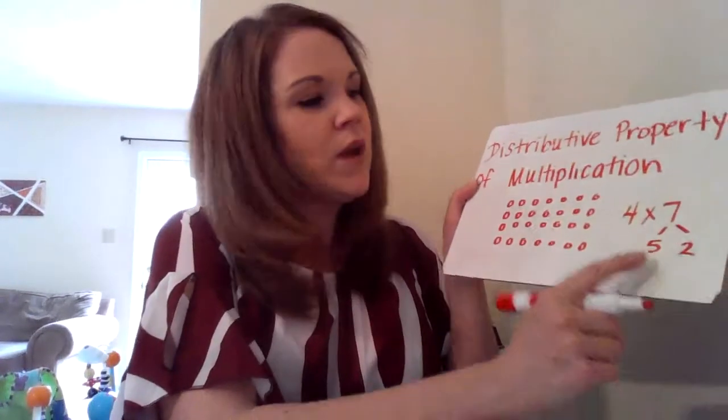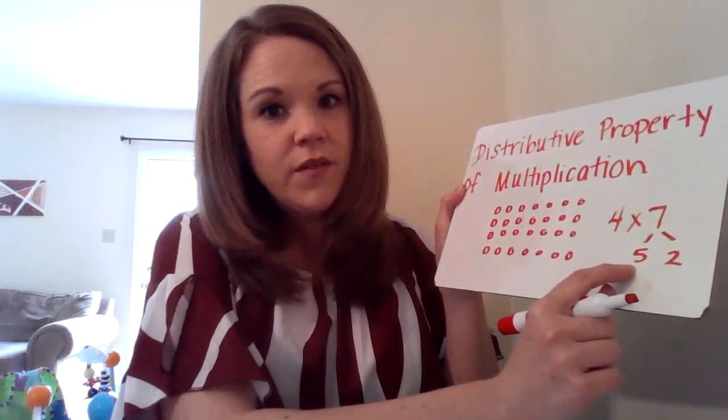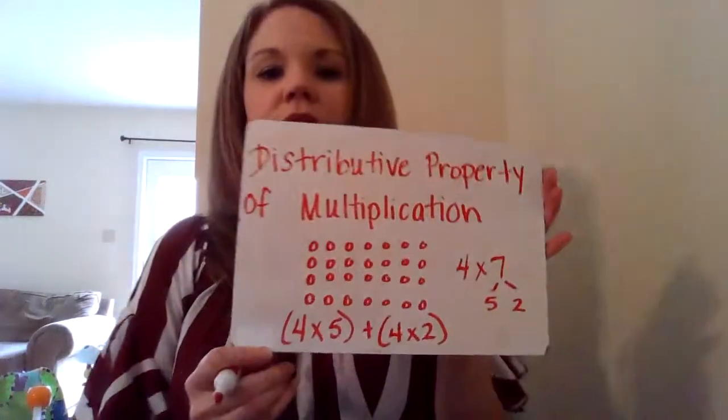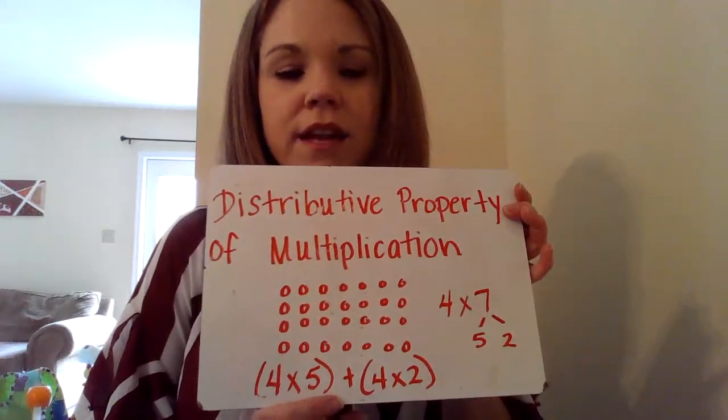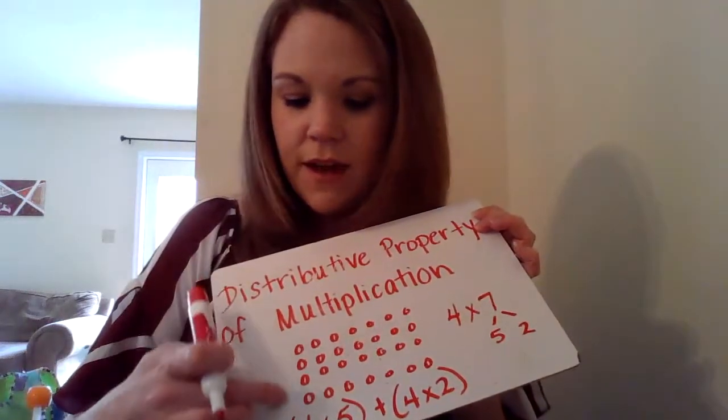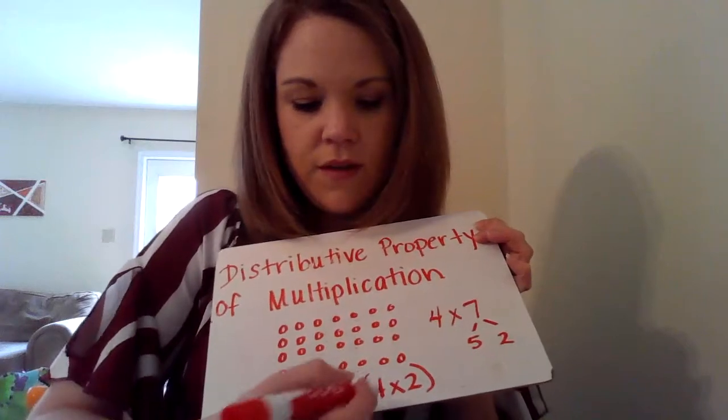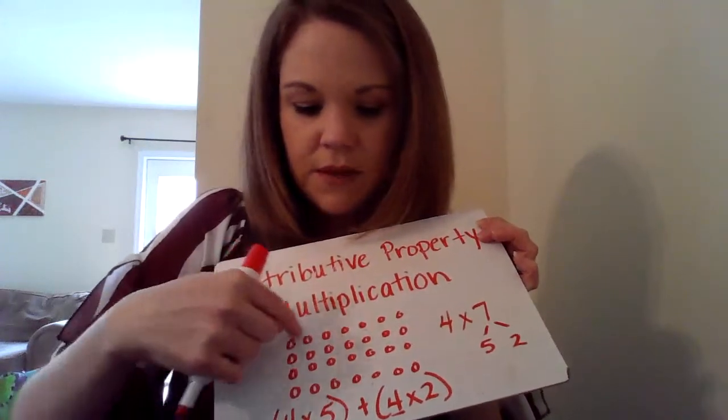So that means I need to keep the 4 the same, and then I can split up my 7 into 5 and 2. So now I'm going to have 4 times 5 plus 4 times 2. And I can write that using my parentheses so I know that I'm keeping those problems together. Like this, 4 times 5 and 4 times 2. And then I'm going to add them together to get my final answer. And I kept the 4 the same. Instead, I split up the 7.